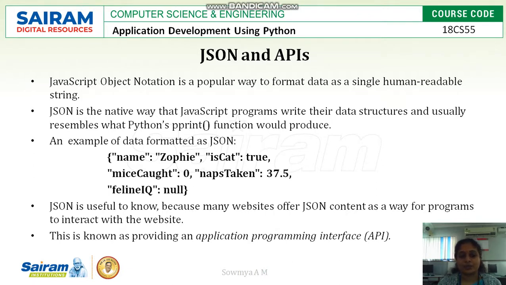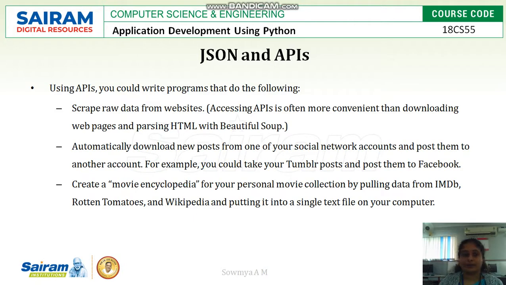For example, here we have a JSON format showing a key and value. This is how a JSON script is written. JSON is useful to know because many websites offer JSON content as a way for programs to interact with them. This is known as providing an application programming interface, or API, for the websites. So using APIs we can write programs that scrape raw data from websites.